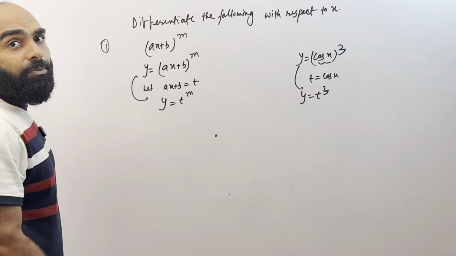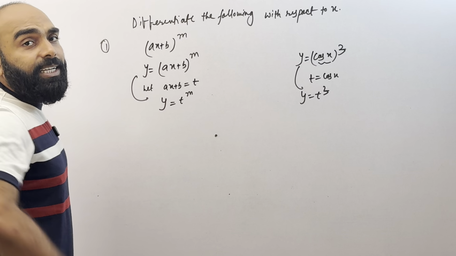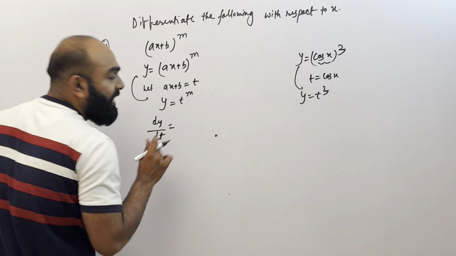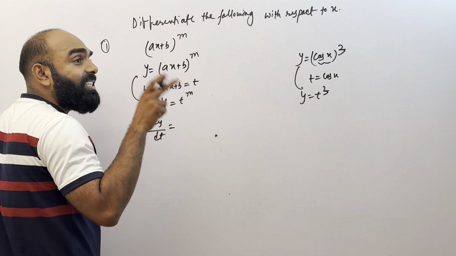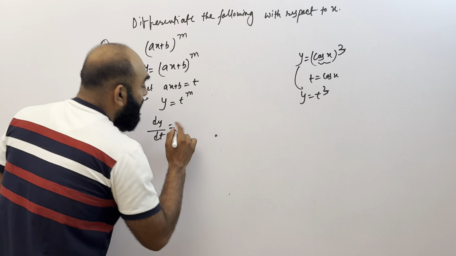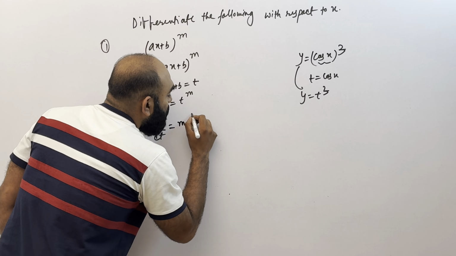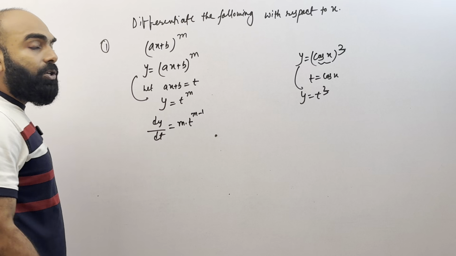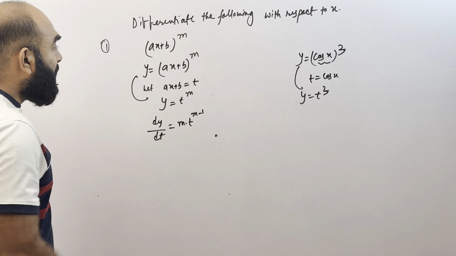So I will differentiate with respect to dt. Means this will become dy by dt is equal to what? For the x to the power n form, the derivative is n x to the power n minus 1. So here n is m, so m t to the power m minus 1. This is your dy by dt. And what is your t?